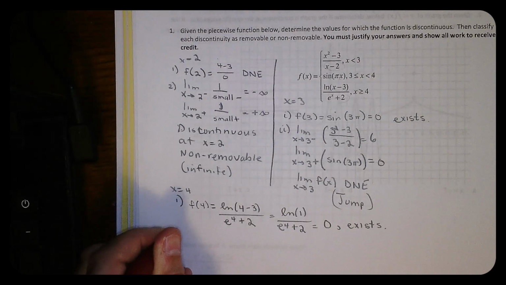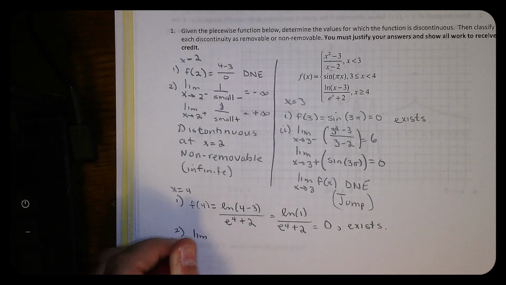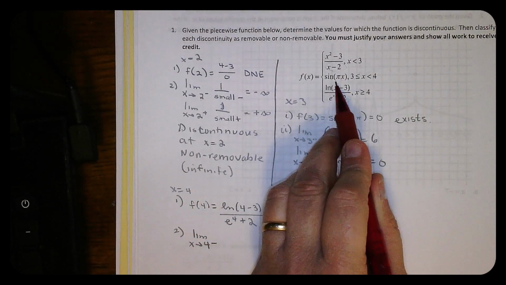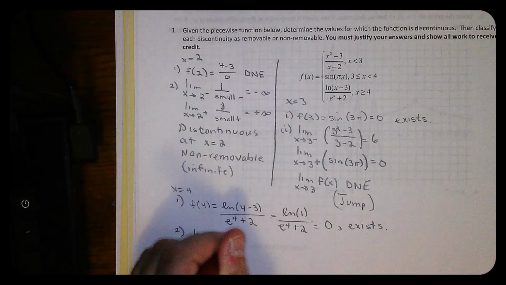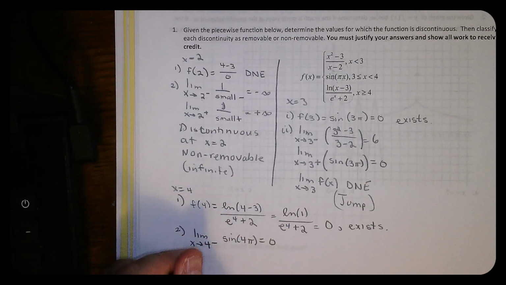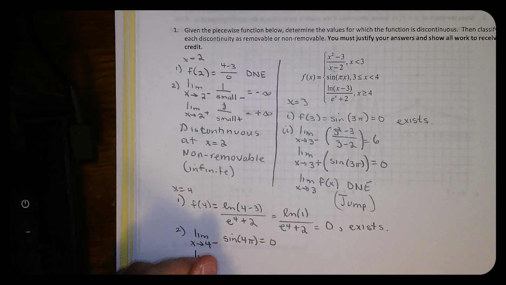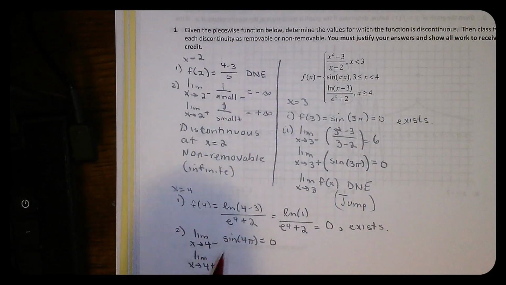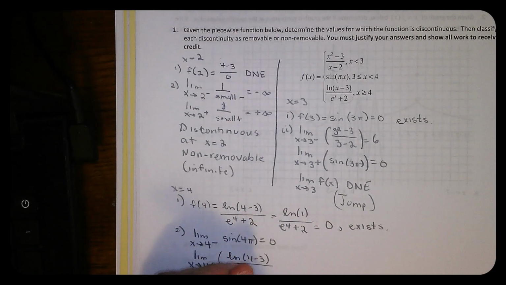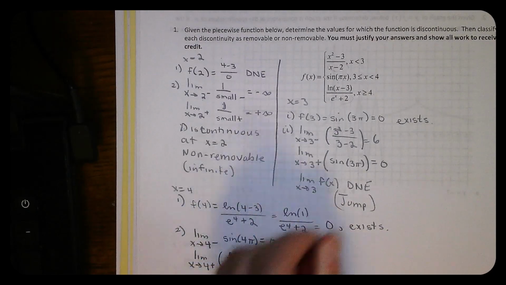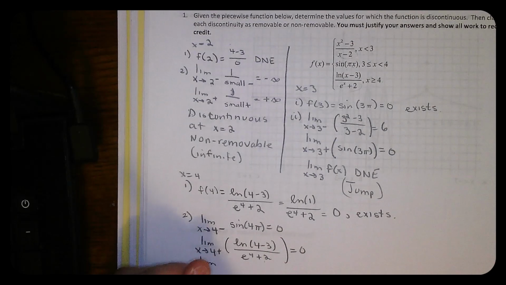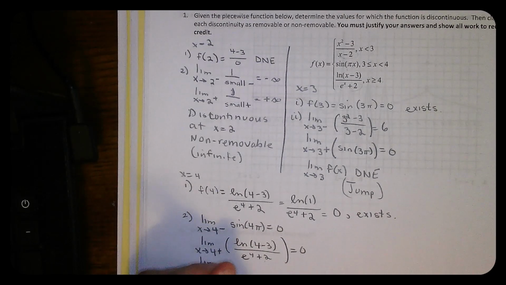But now I have to see if the limit exists. So the limit as x approaches 4 from the left, that means we're going to use sine. So that's sine of 4 pi. Sine of 4 pi is 0. And from the right, the limit as x approaches 4 from the right, we would use that equation there, and that's the natural log of 4 take away 3 over e to the 4 plus 2, which we just calculated as 0. So the limit exists as x approaches 4.